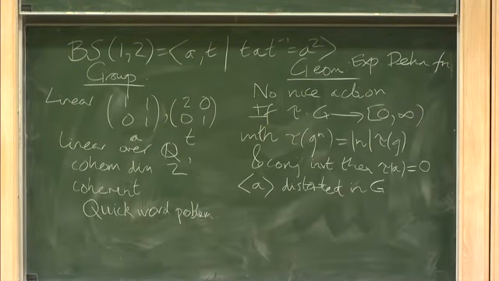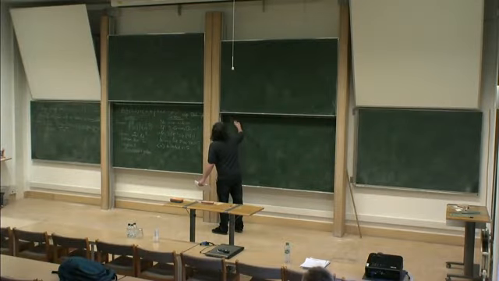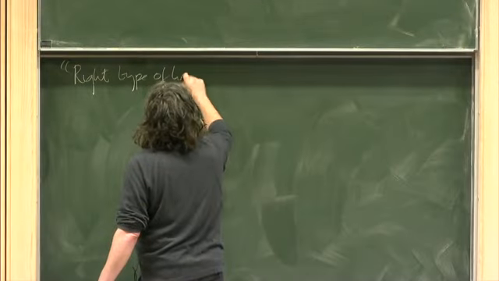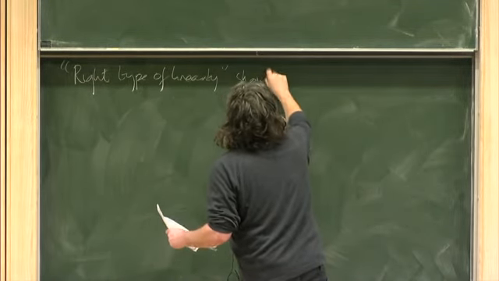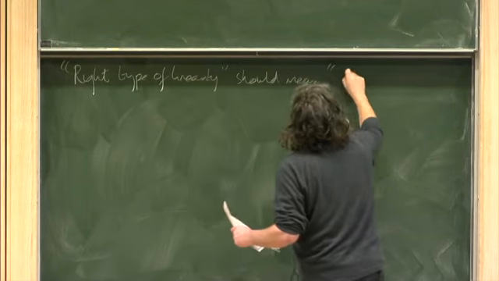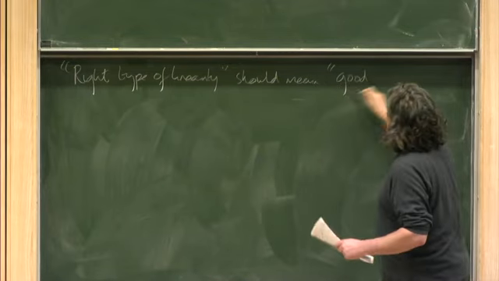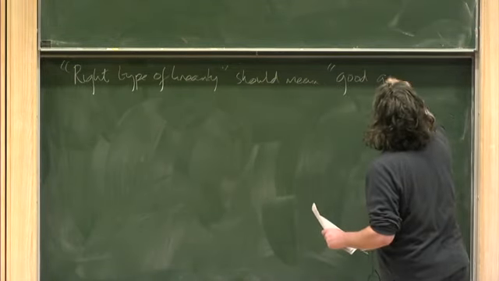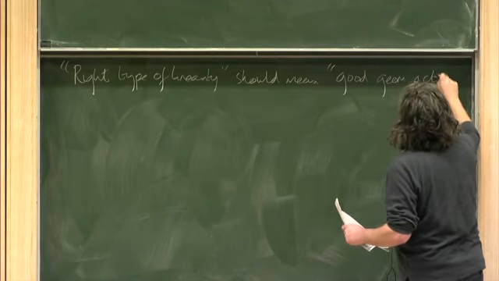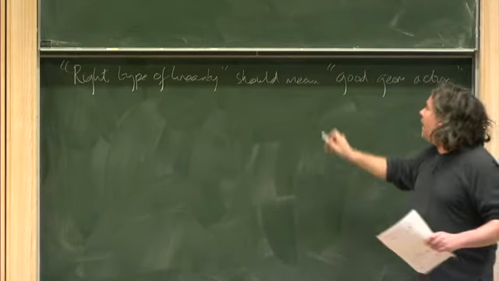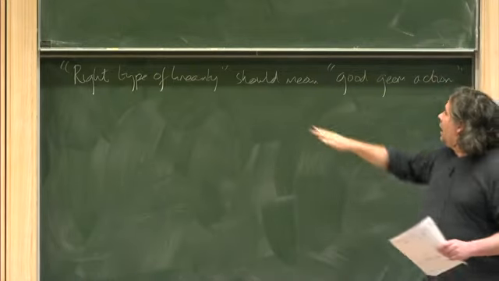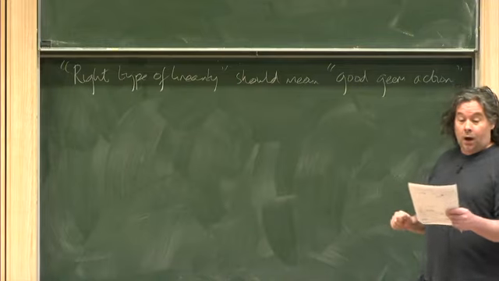But what I'm going to try and suggest today is that the right type of linearity should mean a good geometric action. And both the right type of linearity and good geometric action will be defined. Should mean, though, I'm going to leave a little bit vague, but I'm interpreting it here as the implication holds in the groups that we care about.